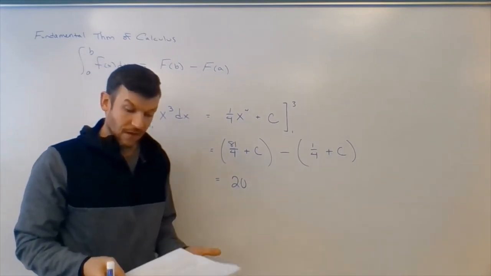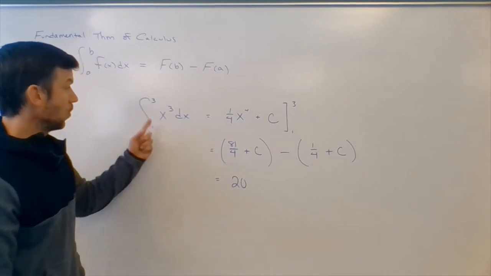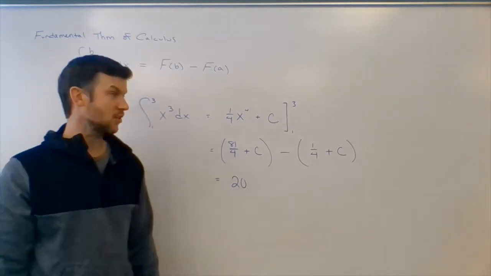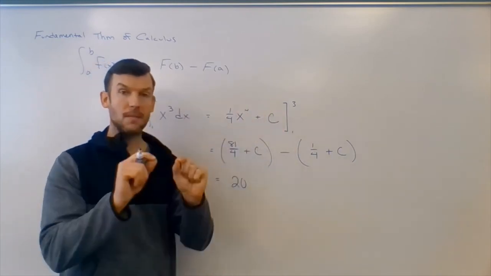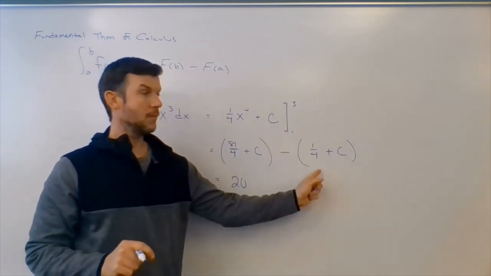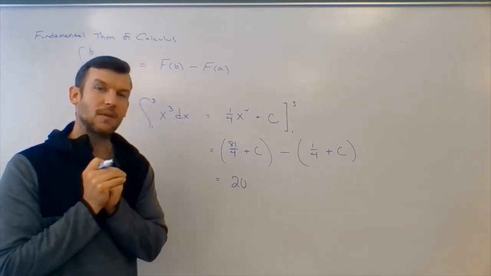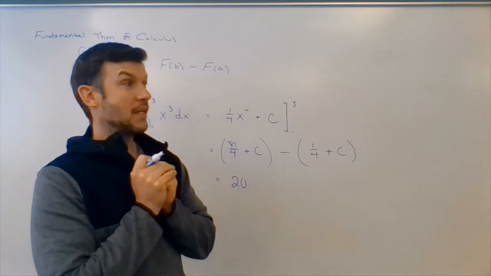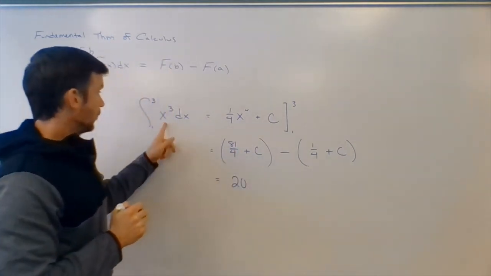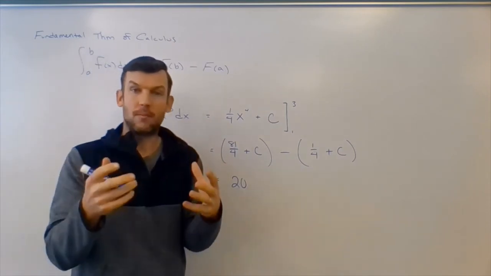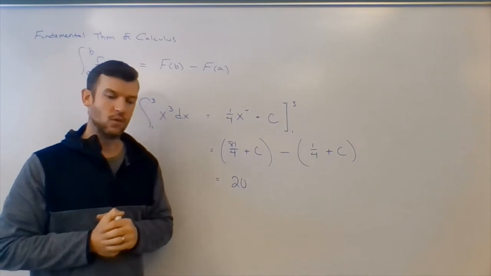Okay? So we found the solution to this definite integral between 1 and 3 of the function x to the third. You do your antiderivative, plug your upper limit in, plug your lower limit in, and subtract those two answers. That is what that fundamental theorem allows us to do. Now we don't need the limit definition. We don't need to be able to use geometry formulas to find the area underneath this function. We now have a method of doing that.